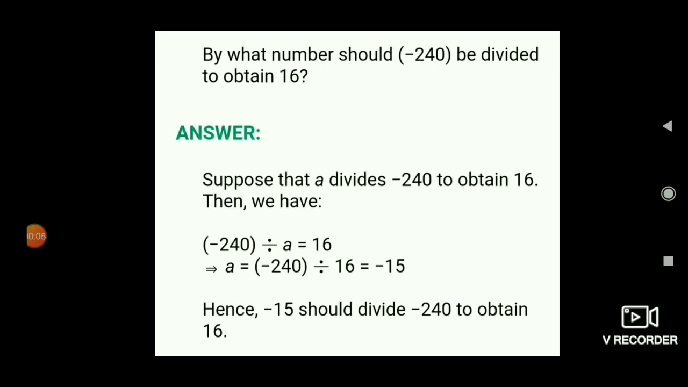This is the last question of our class, and it reads as, by what number should minus 240 be divided to obtain 16? Let us assume that minus of 240 is divided by a to obtain 16. Then we have minus of 240 divided by a equals 16, or it can be written as a equals minus of 240 divided by 16, which is equal to minus of 15. Hence, minus of 15 should divide minus of 240 to obtain 16.